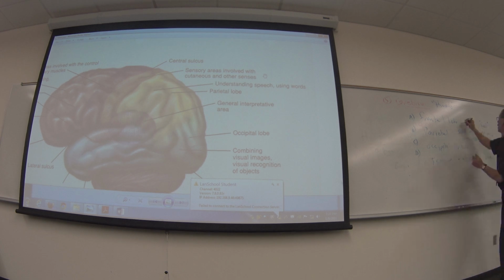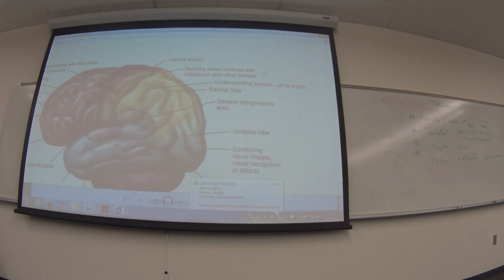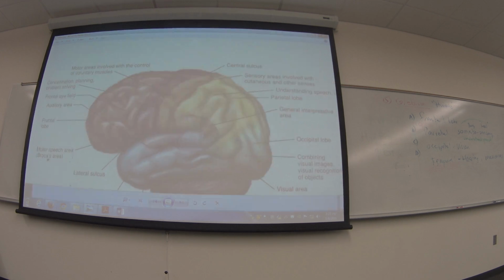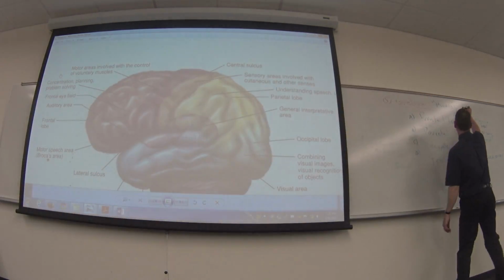Frontal lobe. Let's look at our frontal lobe, this big red one in the front. Let's read that and figure out what it's for. I don't know what that even means. Okay. Read that and tell me what that means. Control of what? Motor control.